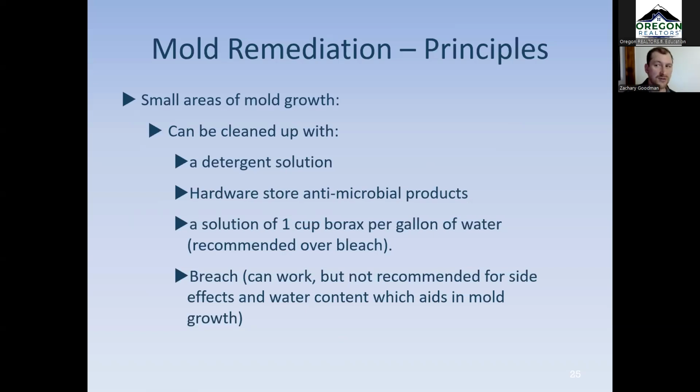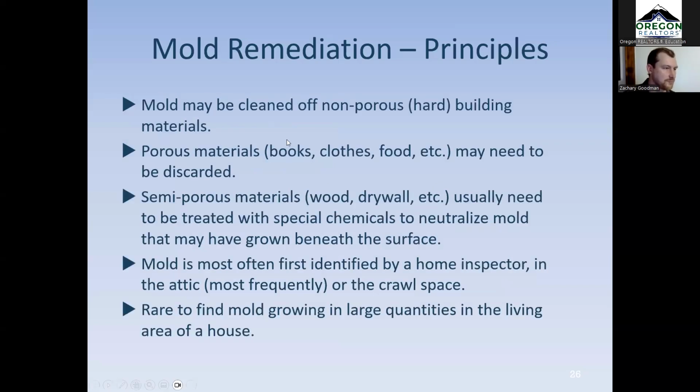Now, if we're talking a whole attic with mold, as I suggested, there should be a process for doing that. But if you have a little bit of mold around your windowsill, a little bit of mold growth around your shower, a little bit of mold growth in another odd area of your house, maybe in a corner where the gym clothes were, cleaning it's very easy. Hardware store antimicrobial products. Borax is actually a really good solution. It's definitely recommended over bleach. Bleach can work, but it's not recommended for the side effects and the water content, which aids in mold growth.